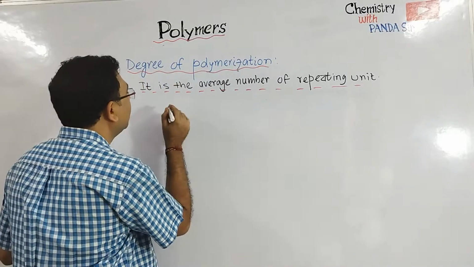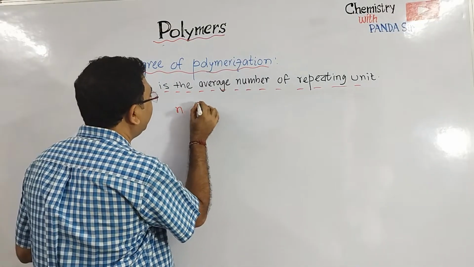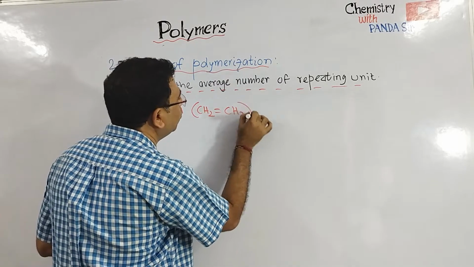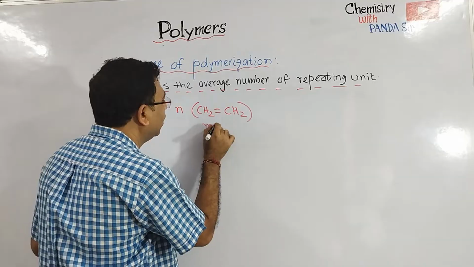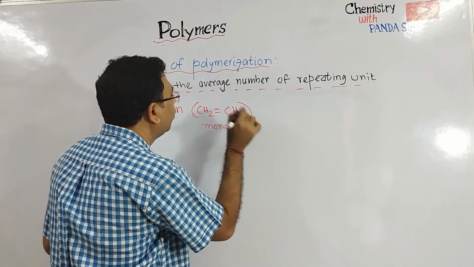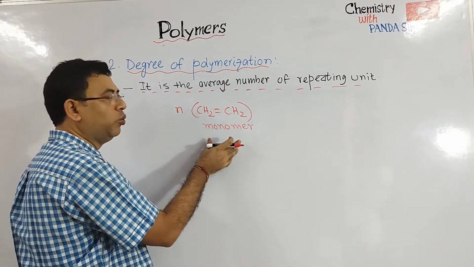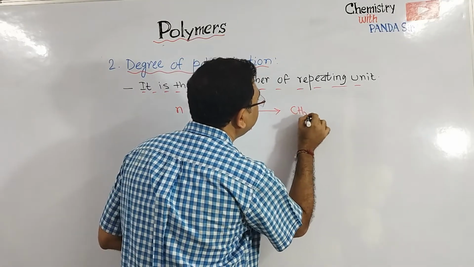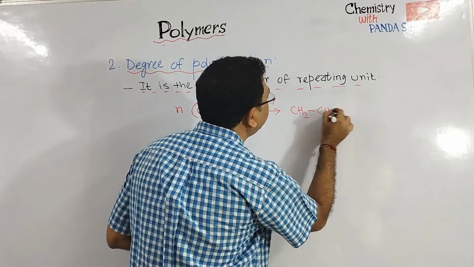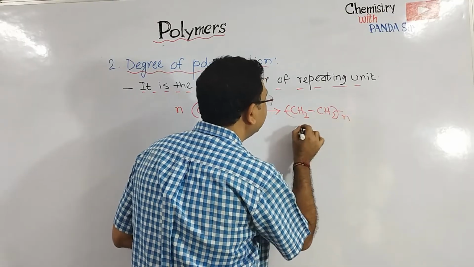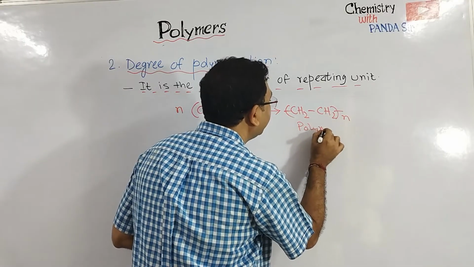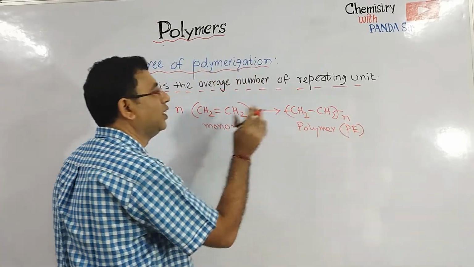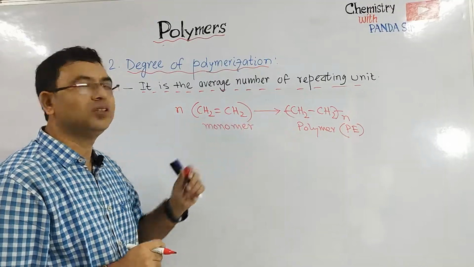Quick example. Now consider n number of CH2=CH2 molecules. This is the monomer, mind you, n number of monomers. When joined together, they will form (CH2-CH2) whole n. This is the polymer, and the common name is PE, polyethylene. So that is the polymer.